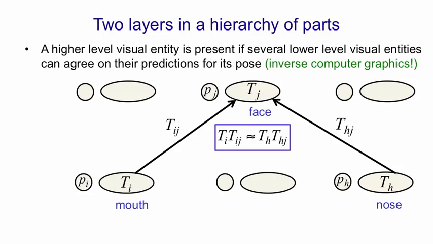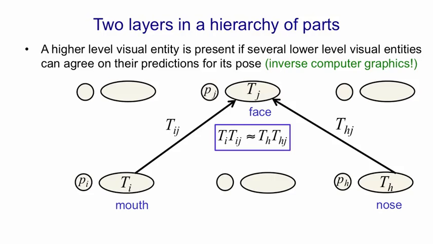We do the same thing with the nose. We take a vector of neural activities that represents the pose of the nose, Th. We multiply it by the relationship between the nose and the face, and we get another prediction for the pose of the face. If those two predictions agree, there's a face there, because the nose and the mouth are in the right spatial relationship. And that's very unlikely without there being a face there.